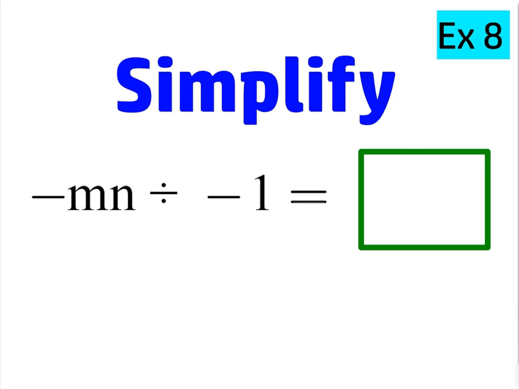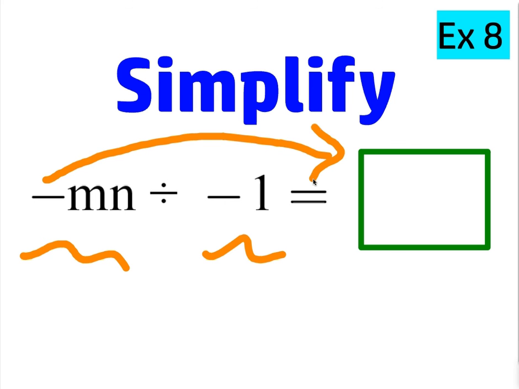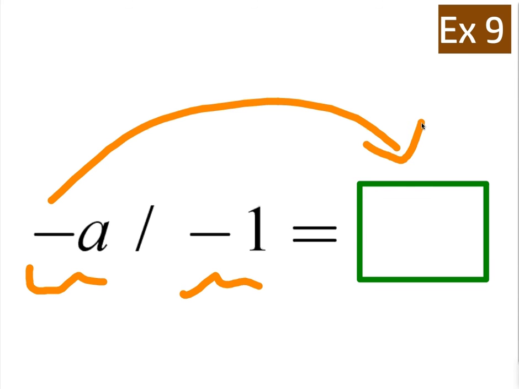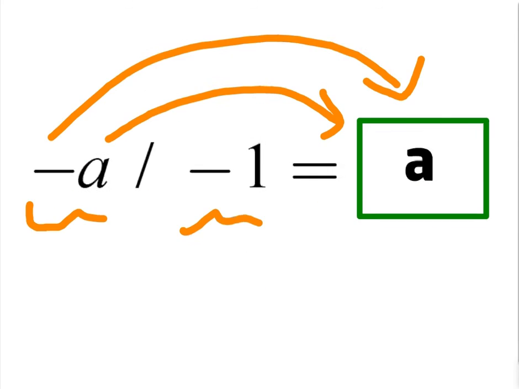Okay, negative mn divided by negative 1. So guess what? This sign's going to flip. I don't have to do much work. It's going to become positive, and therefore my answer is positive mn. And again, we've already seen this example, but this is the rule. I have a negative number divided by negative 1. The sign's going to flip. No matter what that number is, it's going to become positive, which gives you positive a back.